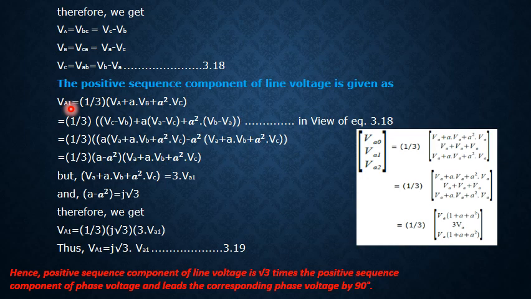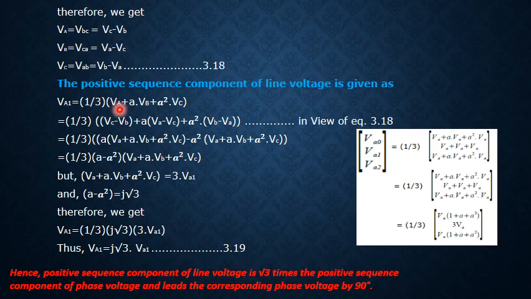This is the formula: VA1 is equal to 1 by 3 (VA plus A into VB plus A square into VC). So these are all the line voltages. Be careful, these are the line voltages we have represented over here. So the respective line voltages we are going to substitute over here. Further, this equation will be simplified.